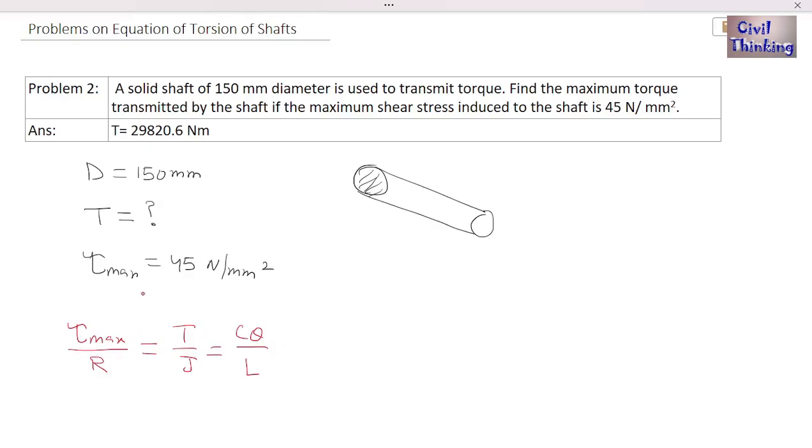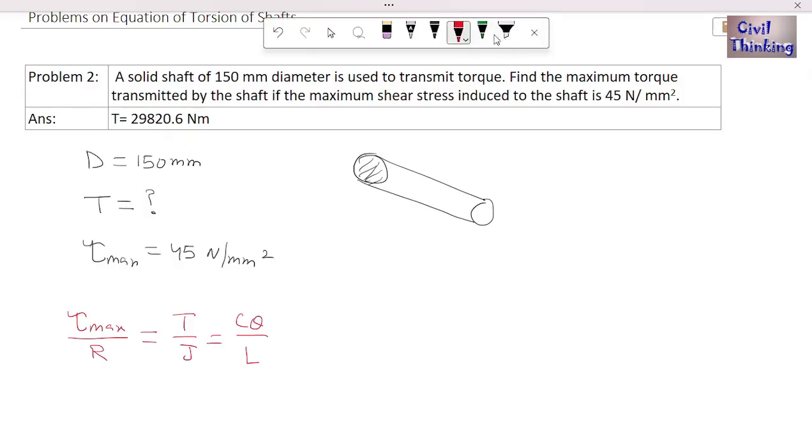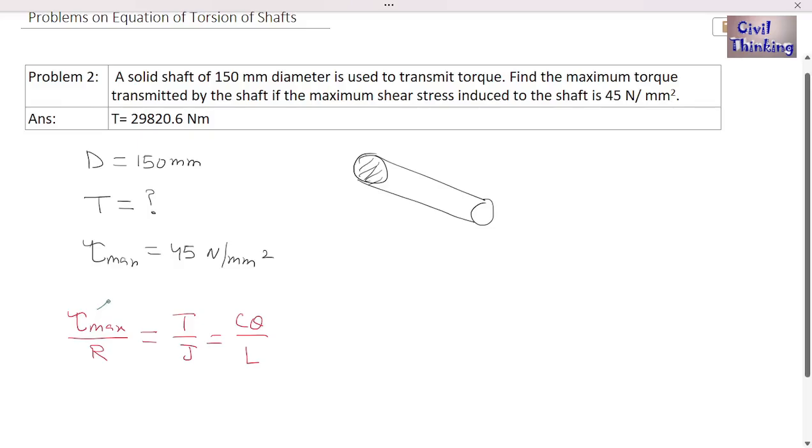So let us put the values here. We have tau max, which is 45 Newton per mm square. Now the radius is half of the diameter. The diameter is 150 mm, so the radius is half of 150, which is 75 mm. So we have R as 75 mm. Torque we have to find, and J is what?